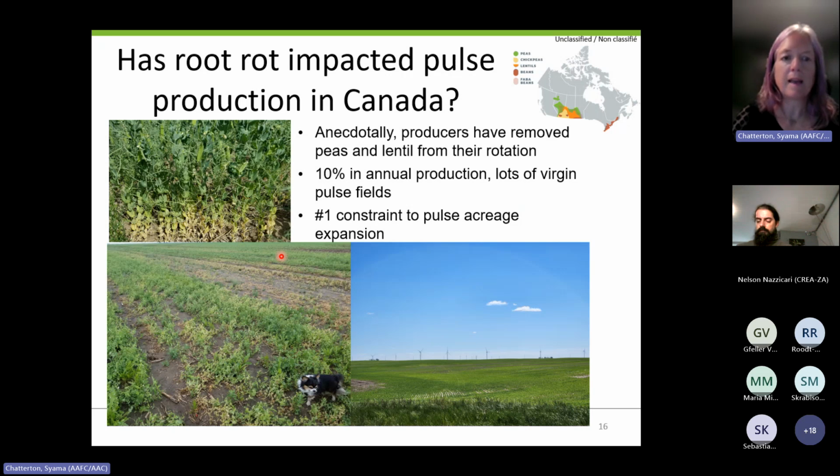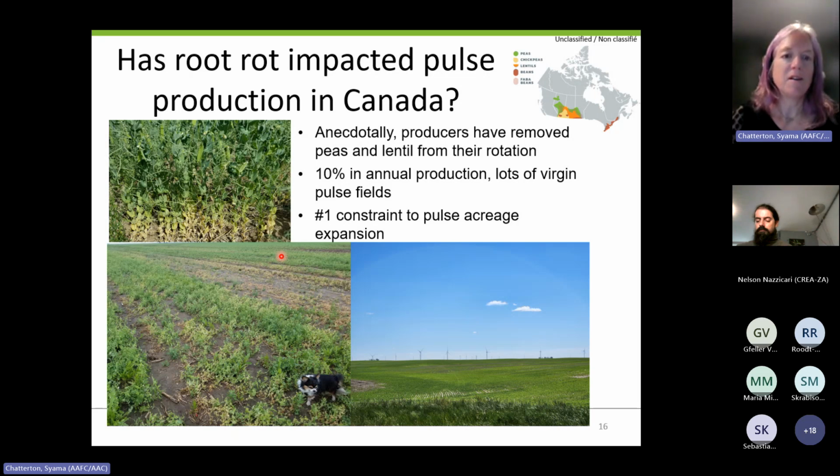of fields in Canada or cropped land is cropped to pulses. So there's a lot of virgin pulse fields that haven't had a pea or lentil crop. So what we're seeing is that maybe as we're removing some fields from pea and lentil production, some fields are taking up pea and lentil production where they haven't had peas before. So it's maybe staying stable in that sense. But we are seeing a decline in pea production.